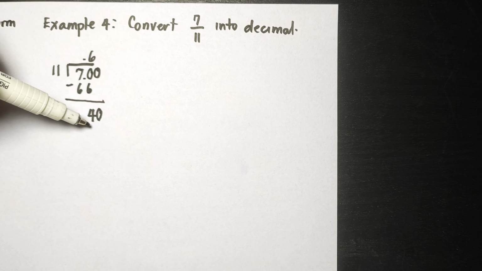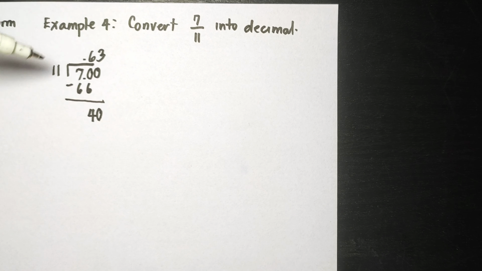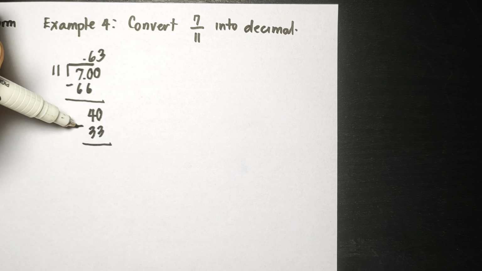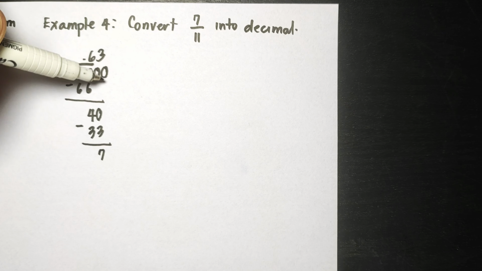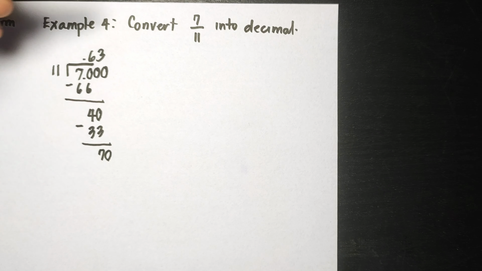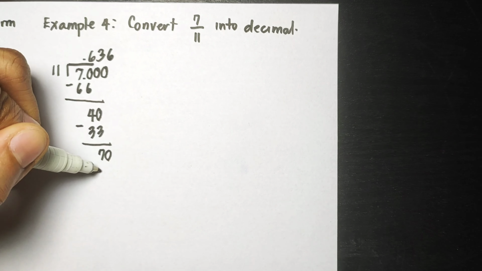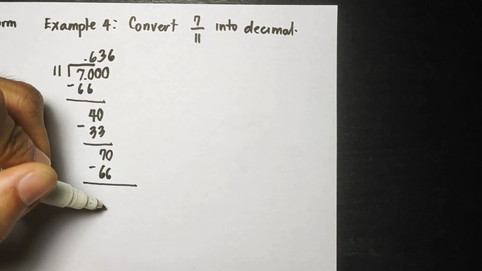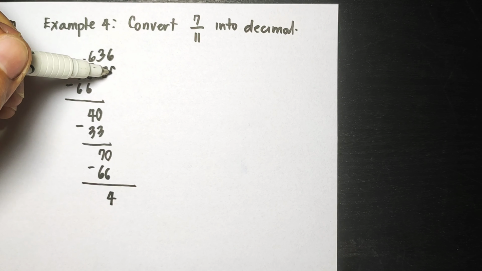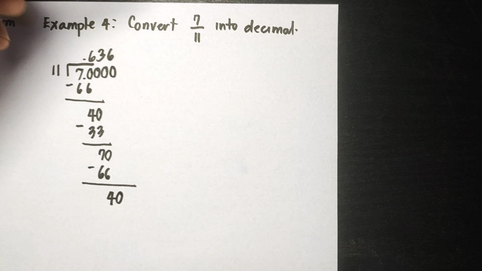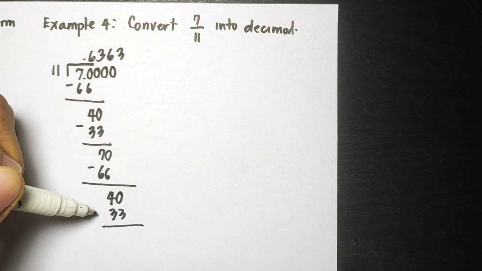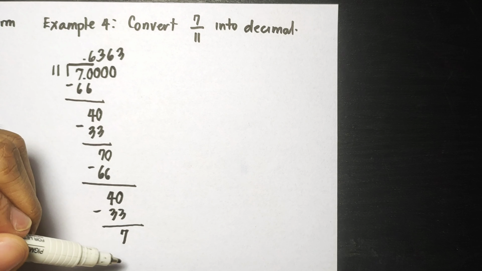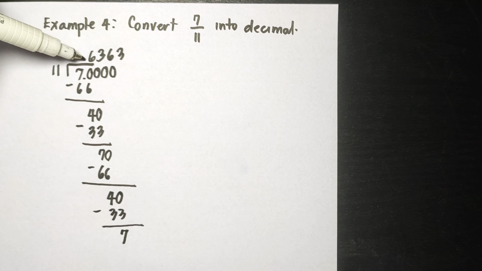How many 11 do you have in 40? 3. 3 times 11 is 33. Then subtract, that will become 7. It is not yet 0, add 0, then bring down 0. How many 11 do you have in 70? 6, then multiply, 66, subtract, that is 4, add 0, bring down 0, that is 3, multiplied by 11 is 33. Then, this is 7, so it goes back to 7. So, as you can see, the 6, 3, 6, 3, 6, 3 keeps repeating, and so on.